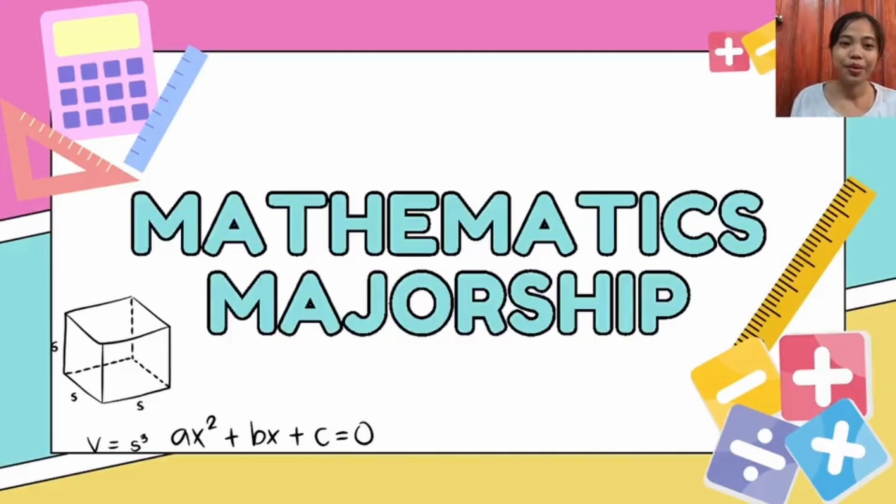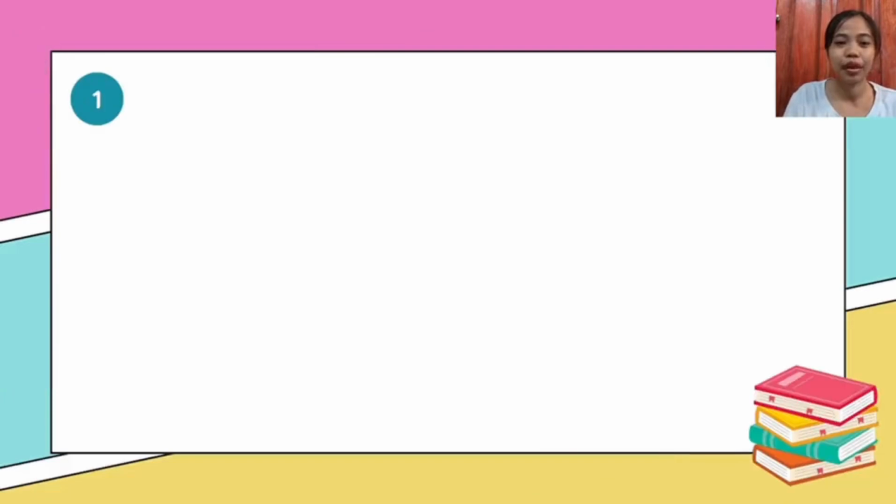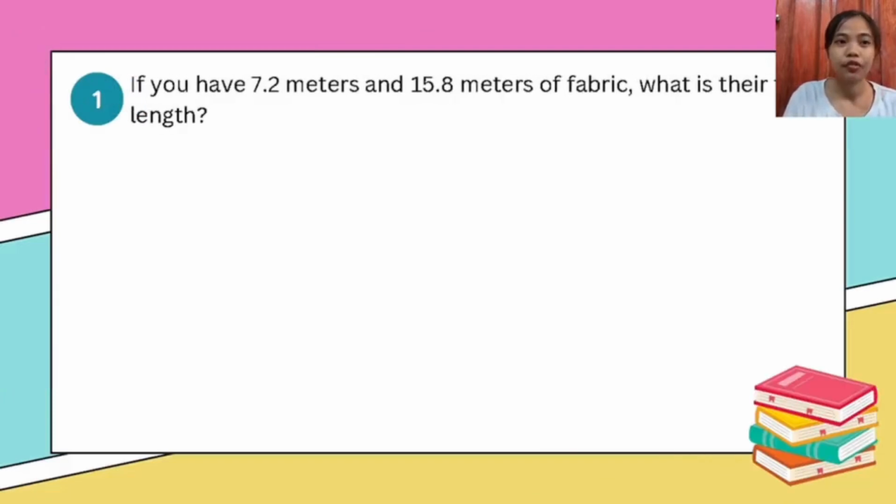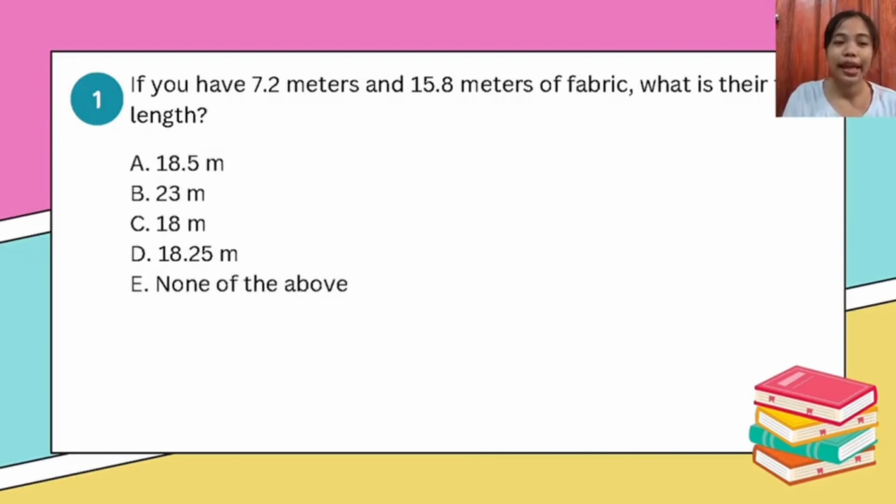Let's have number 1. The question is, if you have 7.2 meters and 15.8 meters of fabric, what is their total length? Choices are A. 18.5 meters, B. 23 meters, C. 18 meters, and letter D. 18.25 meters. E. None of the above.